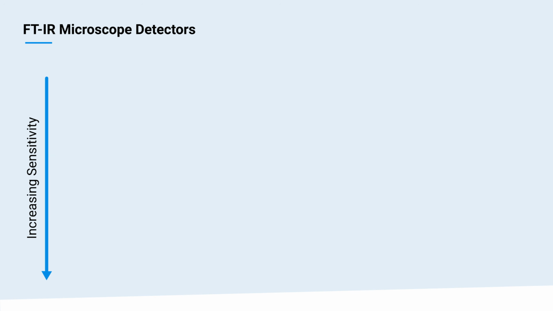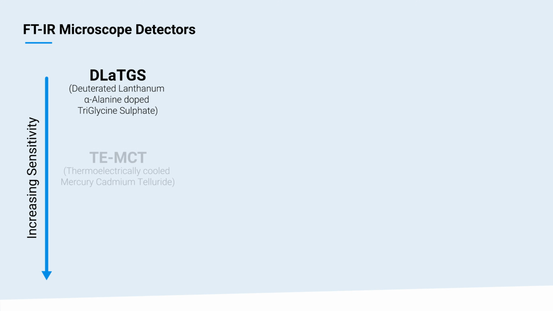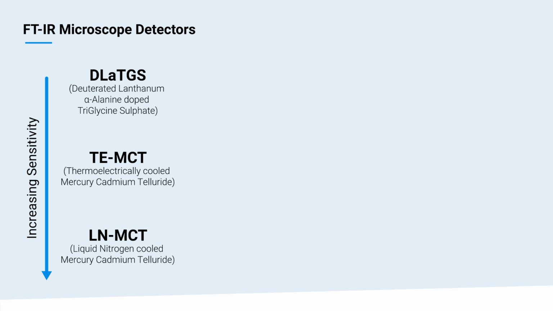Going from least sensitive to most sensitive, we have DLA-TGS detectors, TE-MCT detectors, and LN-MCT detectors. With the most sensitive detector, the LN-MCT detector, we can analyze samples as small as 5 micrometers, which is about the size of a human red blood cell. However, this super sensitivity comes with a trade-off. These are high-maintenance detectors that must be continuously filled with liquid nitrogen for cooling.